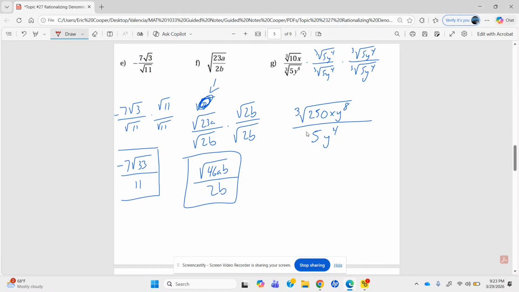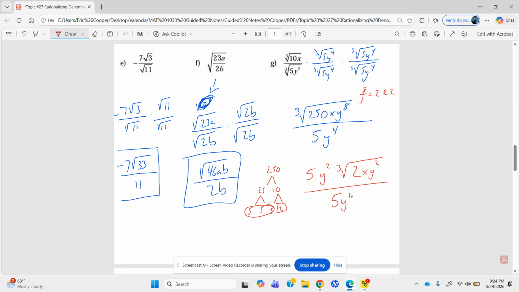But we can definitely simplify this here because we know 250 is really 25 times 10, and 25 is 5 times 5, and 10 is 5 times 2. So I have a set of 5's with a 2 left over. So this will become 5 on the outside with a cube root of 2. The x still stays on the inside, but I also have 8 y's. 8 divided by 3 is 2 with the remainder of 2. So 2 of those y's will come outside, and 2 of those y's will still stay on the inside.